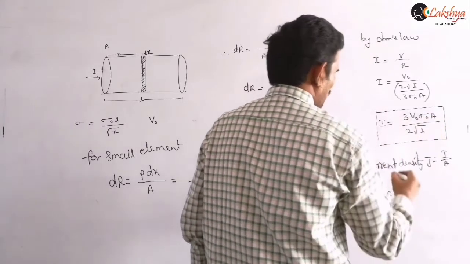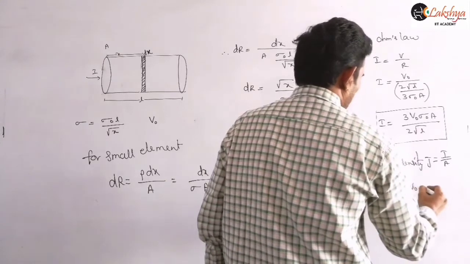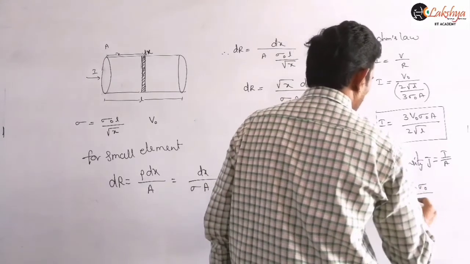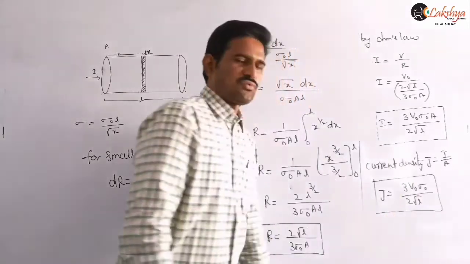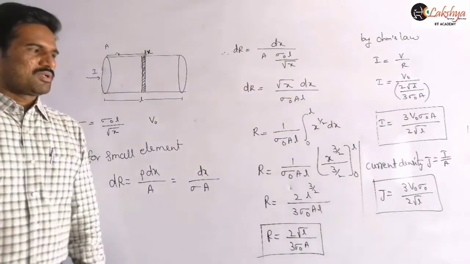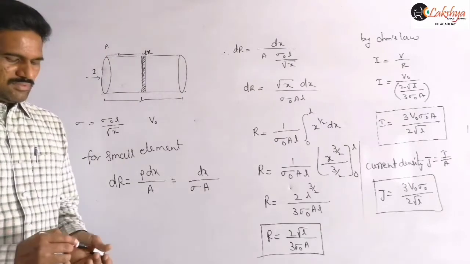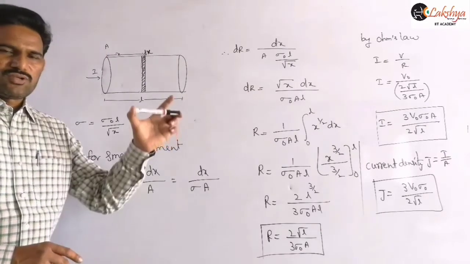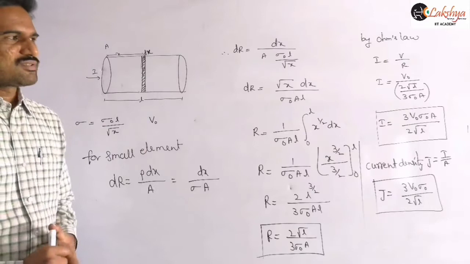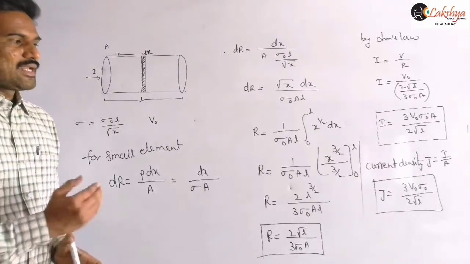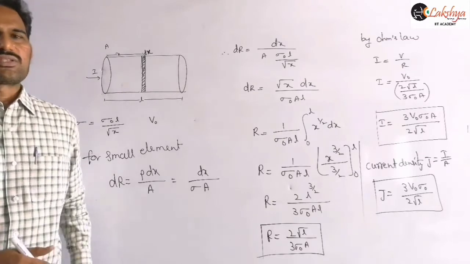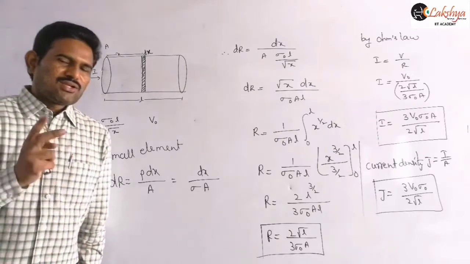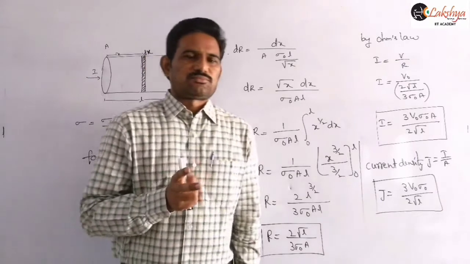This A value we can simply cancel. So you can write this as J is equal to 3 V naught into sigma naught by 2 into root L, right? So this is a current density which is a constant value. That current density is now independent of position. At any point it will be uniform throughout the cross section of this conductor, right? And next here they are asking about electric field at any point inside the conductor. So here don't confuse with that.